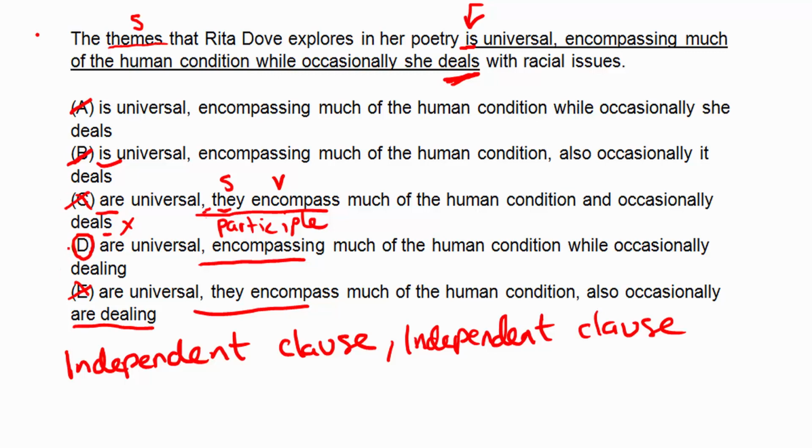The final thing we want to do is maybe do a sanity check. What that entails is just plugging back in the answer that we believe is correct into the original sentence and reading through to make sure it sounds okay. So let's do that. The themes that Rita Dove explores in her poetry are universal, encompassing much of the human condition while occasionally dealing with racial issues. Sounds perfect. That's definitely our answer.